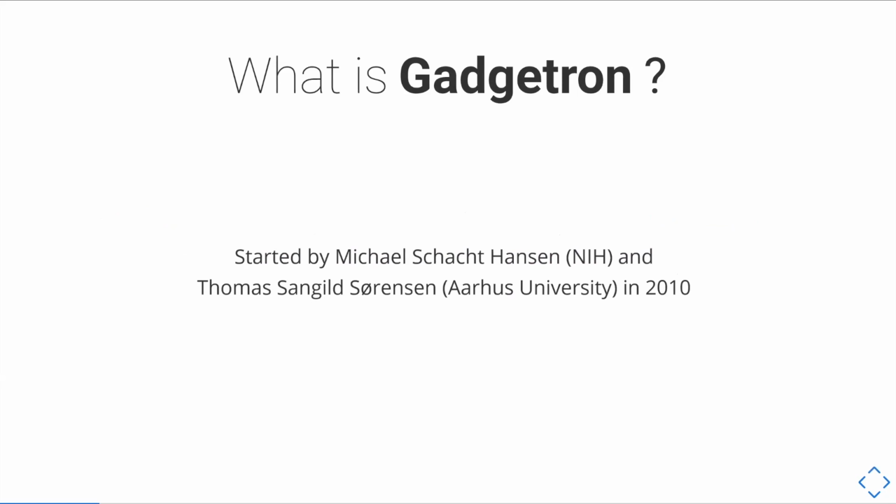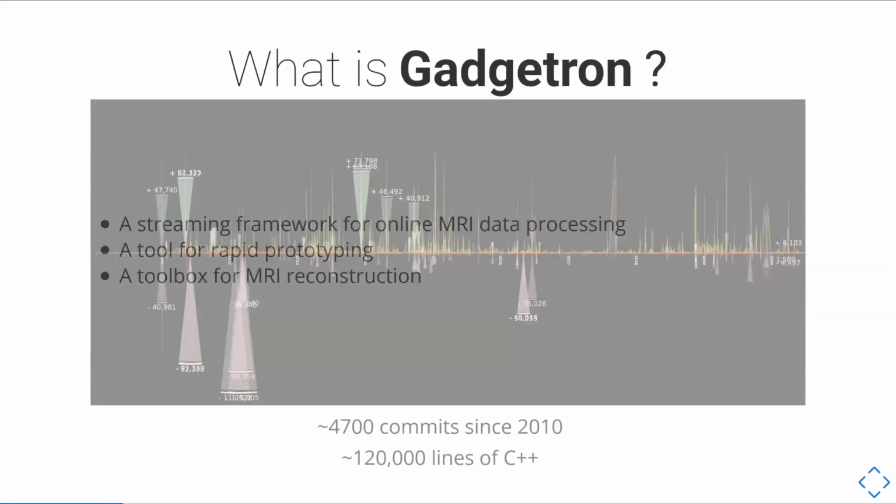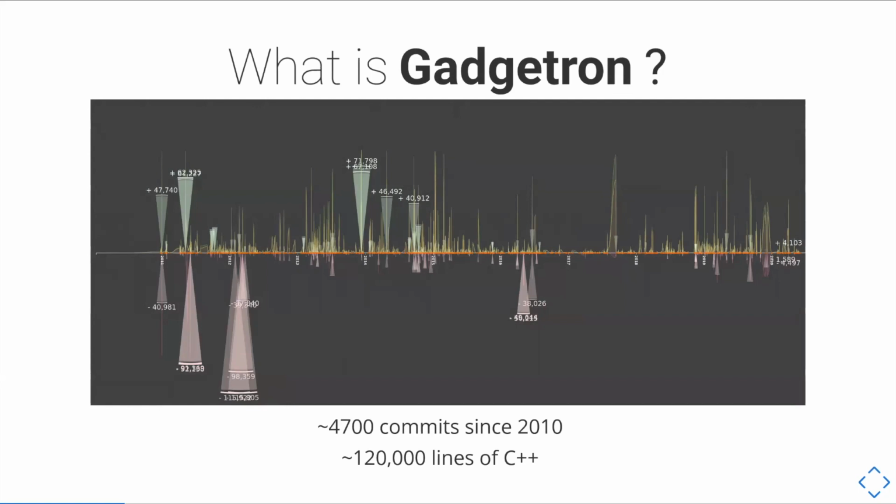It was started back in 2010, so we've just had our 10th birthday. It was started by Michael Hansen and Thomas Engel Sørensen, and I joined about half a year later. Since then, there have been more than 4,700 commits, and Gadgetron is about 120,000 lines of C++. You can see a plot timeline of the commits. There are some very big commits in the beginning, and they've gotten a little smaller since then, mainly as things have stabilized, but it's still a very active project.